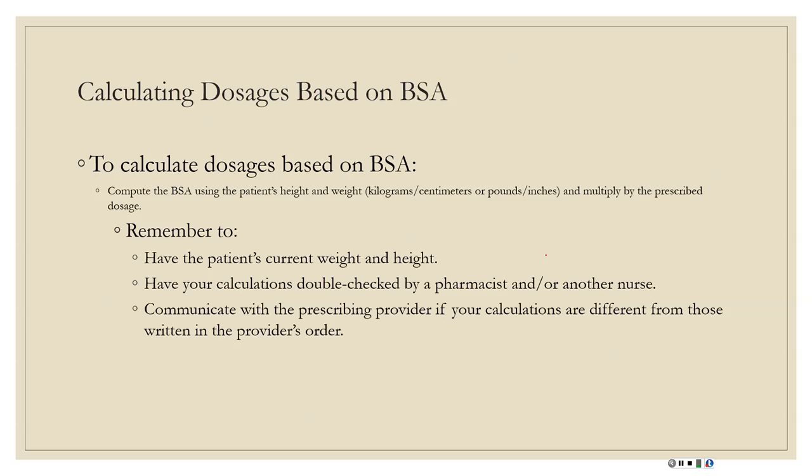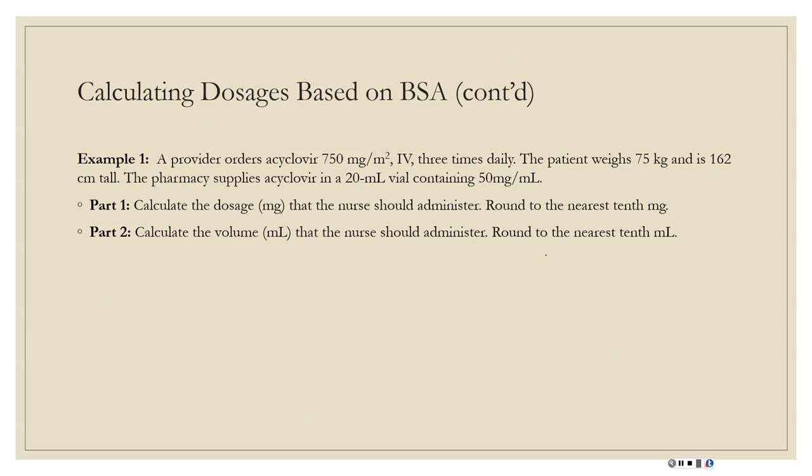So we want to make sure we have that current height and weight. We also, when giving high-risk medications, will always have another nurse or a pharmacist double check our math. And if we get an order that's different or a number that's different than our provider has prescribed, we want to make sure that we're double checking that with someone as well. We're not going to just say, well, they're a pharmacist or they're a healthcare provider, so they must be right, I must be wrong, I'm just going to go ahead and give it. We want to always clarify when we don't have the same answer.